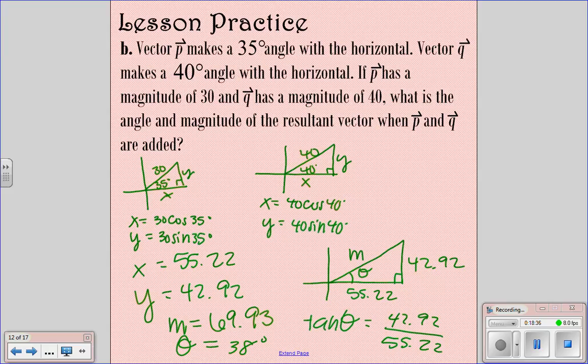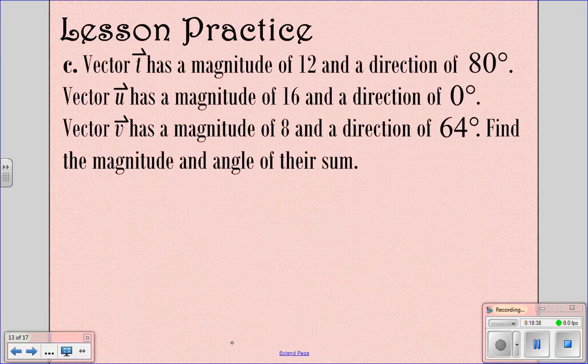Okay, so looking at another one, y'all try this one, and then y'all can unpause the video and I'll show you how to work it in case you couldn't get the right answer. Vector T has a magnitude of 12 and a direction of 80.